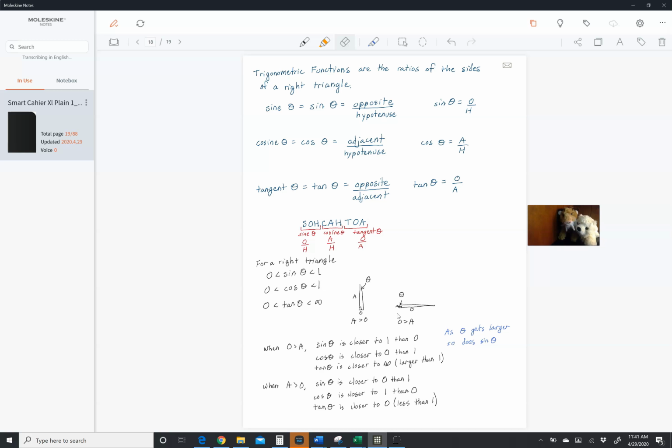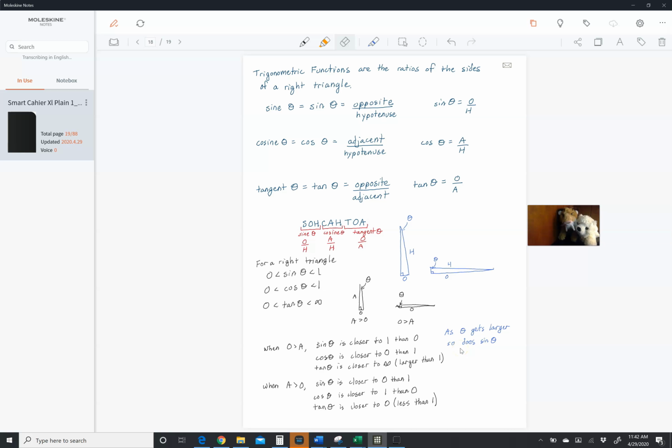Let me redraw this as a bigger triangle. So here's opposite, here's hypotenuse. Here our opposite is small and our theta is small. If our theta gets bigger, so now our theta is growing, our opposite gets bigger, which means that the sine gets bigger. The opposite over the hypotenuse is going to increase because as the numerator increases, the whole fraction will increase.